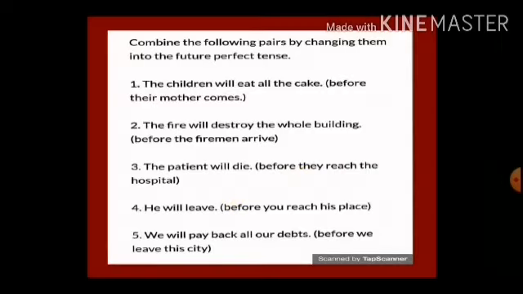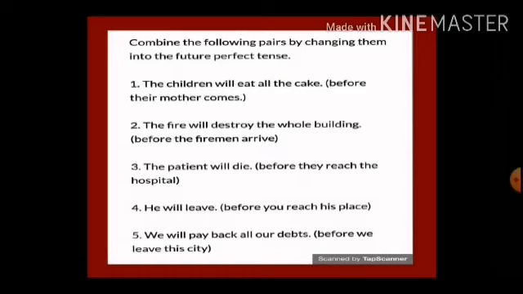We are going to do a simple exercise. We're just going to combine the following pairs and change them into future perfect tense. Shall we give it a try? Yes. The children will eat all the cake. And see the next situation? Before their mother comes. So before the mother comes, what action would have got completed? The eating of cakes. So how can we express this? The children will have eaten all the cake before their mother comes.